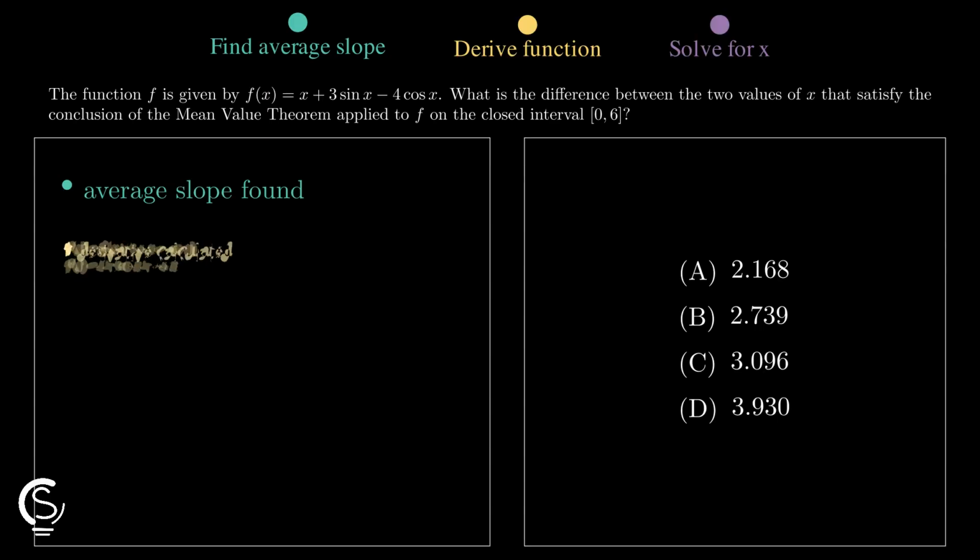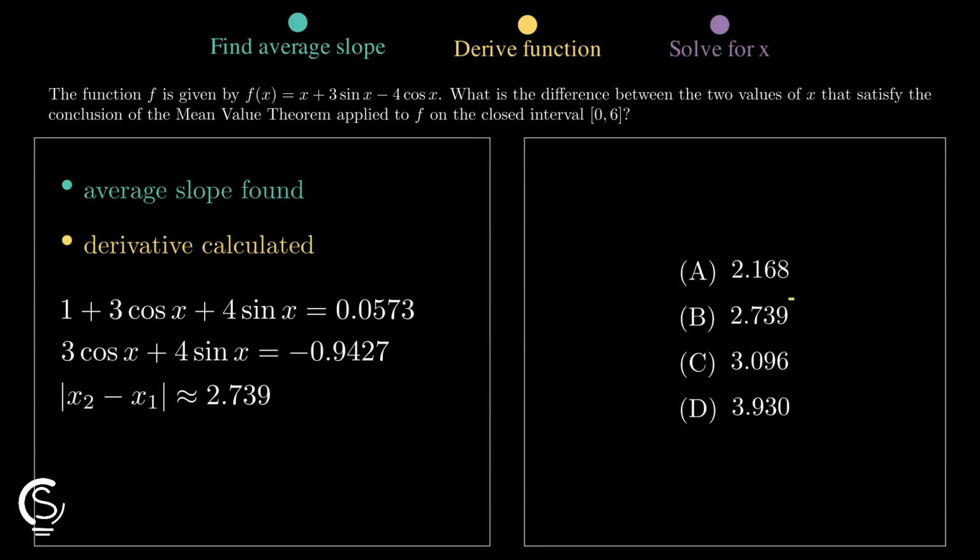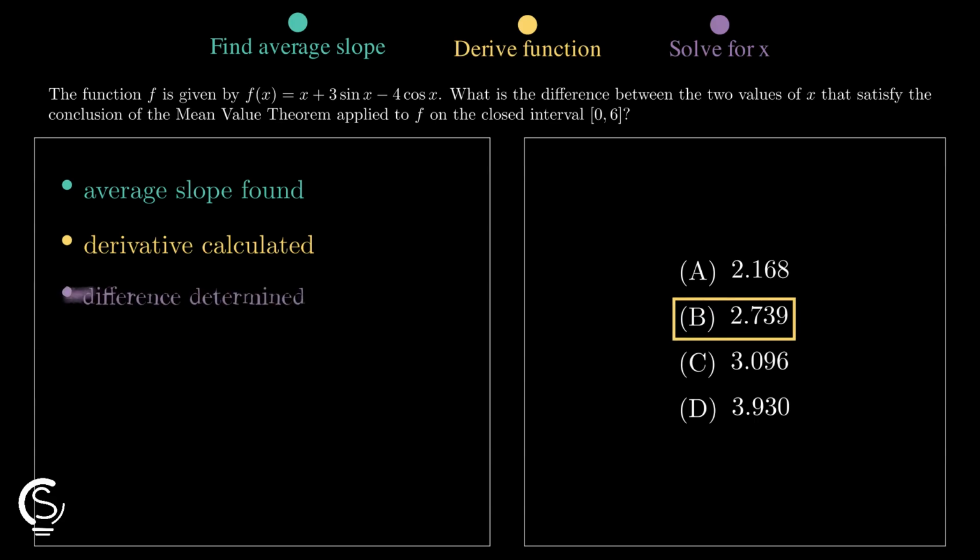Finally, set the derivative equal to the average rate, solve for the 2 values of x in the interval, and find their difference to identify the correct option now.